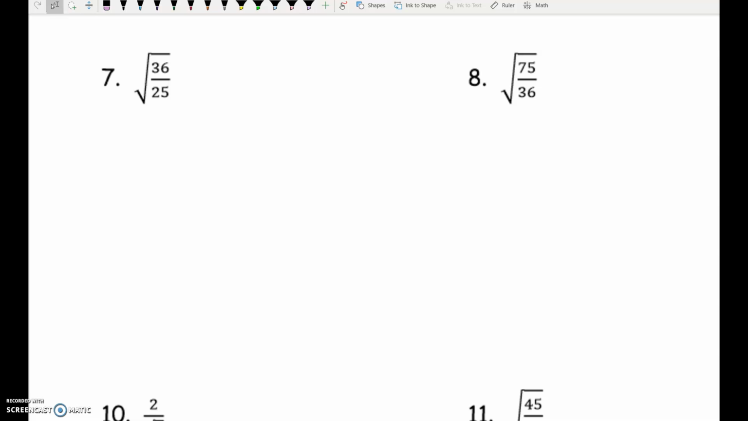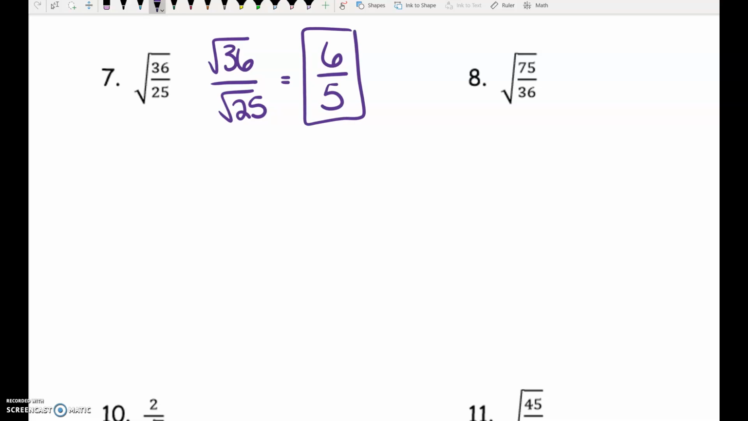Okay, you can split up a radical using multiplication. You can also split it up using division. So this really is just the square root of 36 over the square root of 25. What is the square root of 36? What's the square root of 25? See, it's not that bad. Fractions are fun.